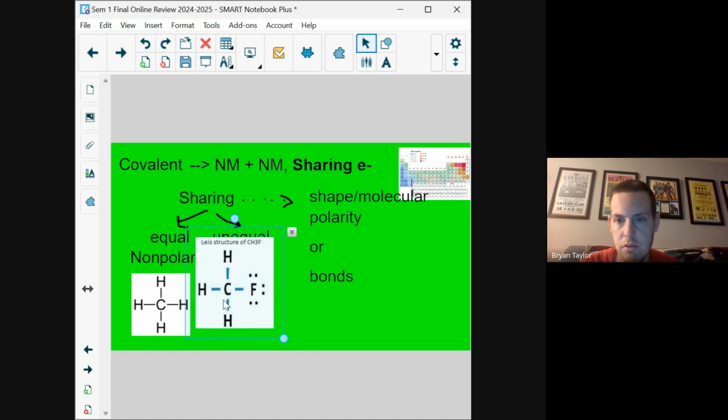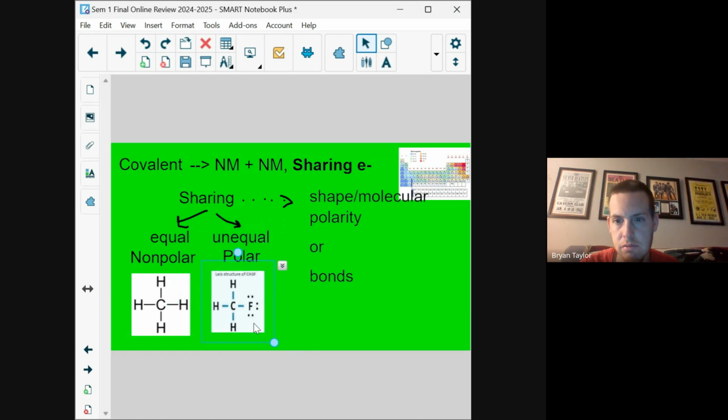Let's look at this. That is not symmetrical. That F is not the same. H, H, H, F. So polarity-wise, this is definitely unequal. This is not symmetric. That is a polar bond for sure, whereas these are nonpolar bonds.